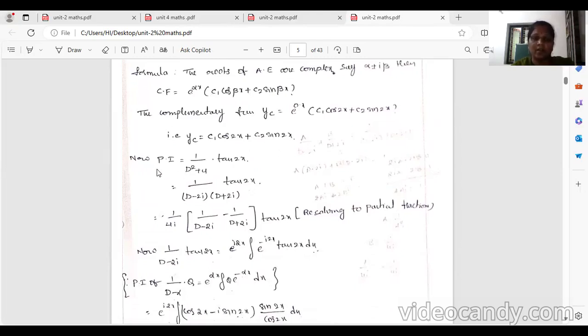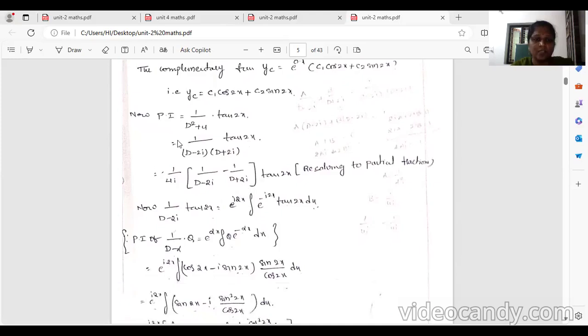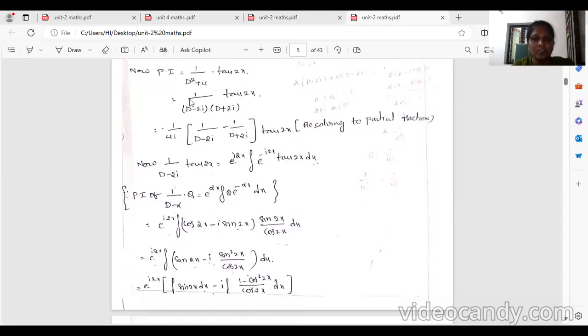Now the particular integral. f of D into y equal to Q of x, so sending f of D to the right side, y equal to 1 by D square plus 4 into tan 2x. D square plus 4 can be written as D minus 2i into D plus 2i. Resolving into partial fractions, we get 1 by 4i into 1 by D minus 2i minus 1 by D plus 2i into tan 2x.